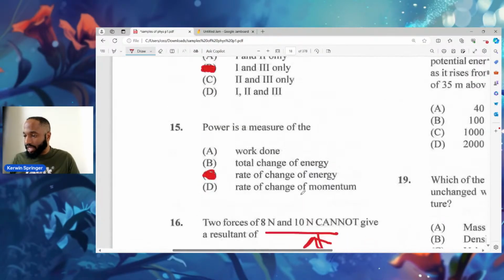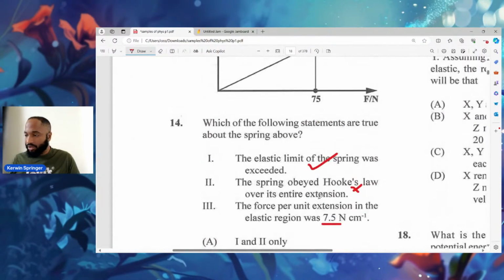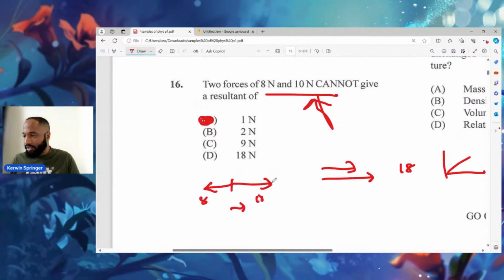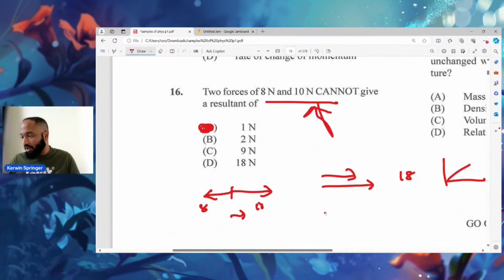So where are we? How do we get 9? How to make it get 9? Well, you can do like 8 this way, 10 this way, and you could probably get like a 9 resultant going that way. At an angle, you could use angles to get a 9.